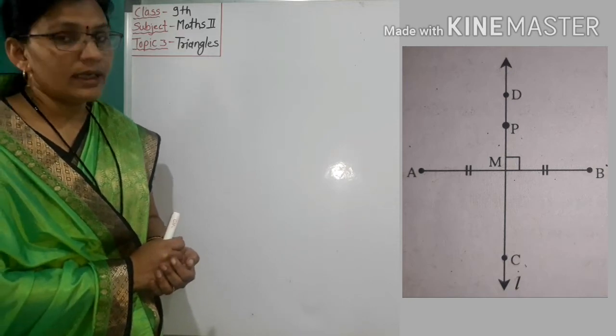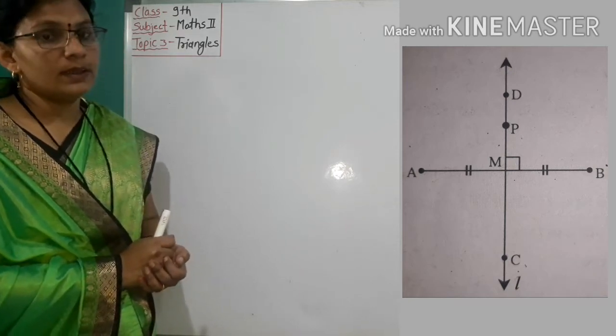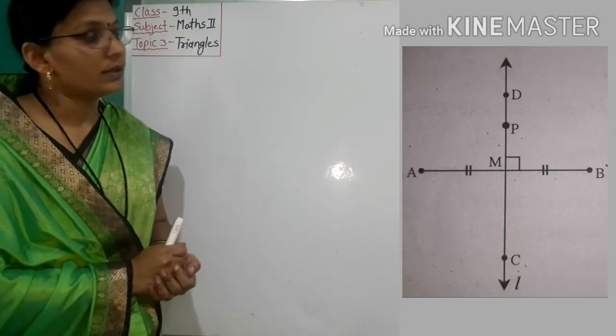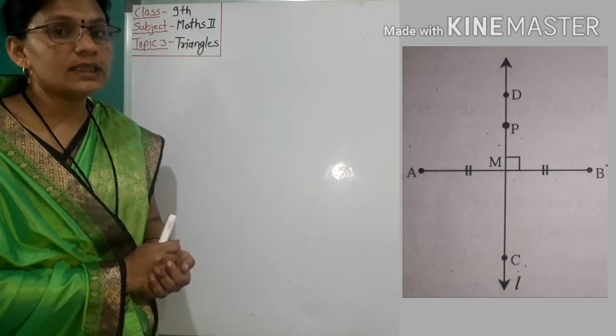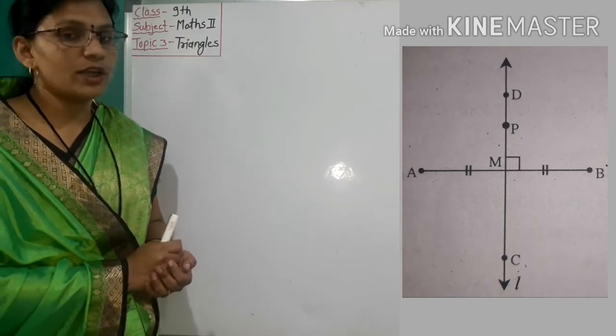Then we observe that PA equals PB, which means every point on the perpendicular bisector of a segment is equidistant from the endpoints of the segment.